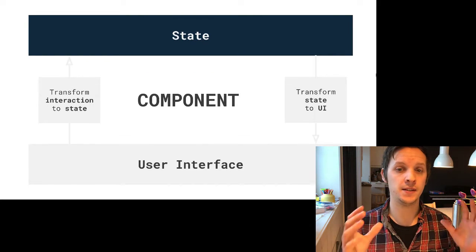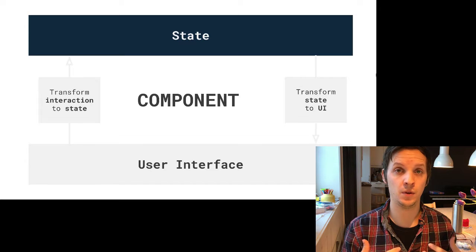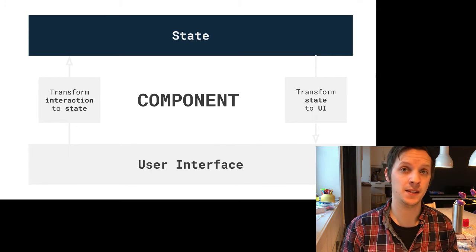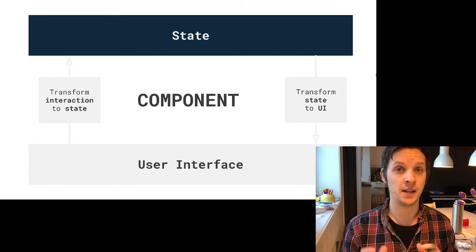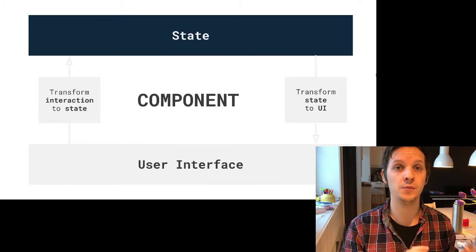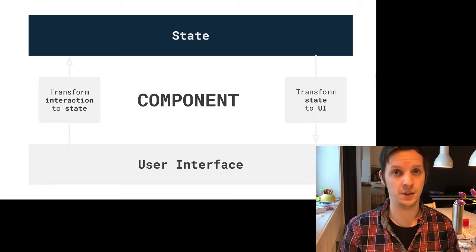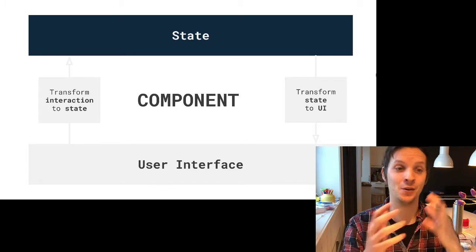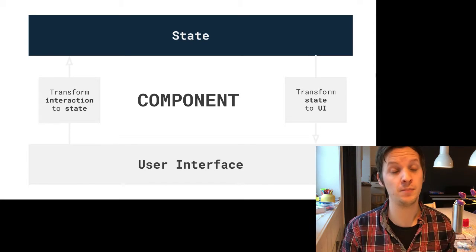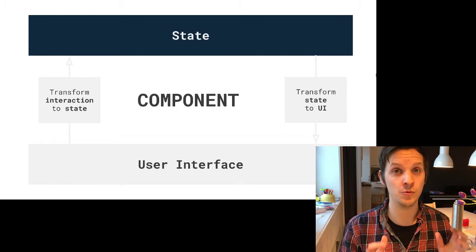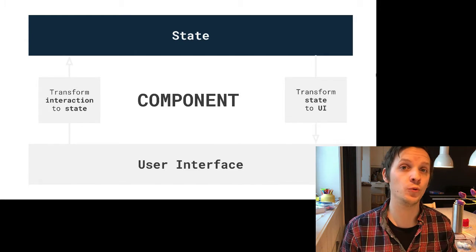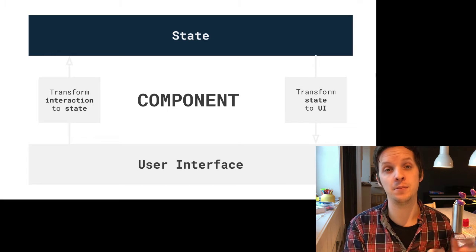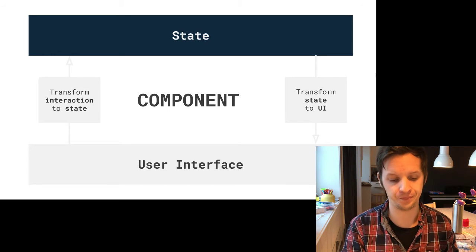So a component has state, and it produces a user interface, and it does that by transforming the state into the user interface. And then it gets interaction from the user interface, and it produces some new state, which renders a new user interface, and it goes around and around. And this is a beautiful abstraction. It works really, really well, and it's composable, unlike the previous example we saw with Backbone.